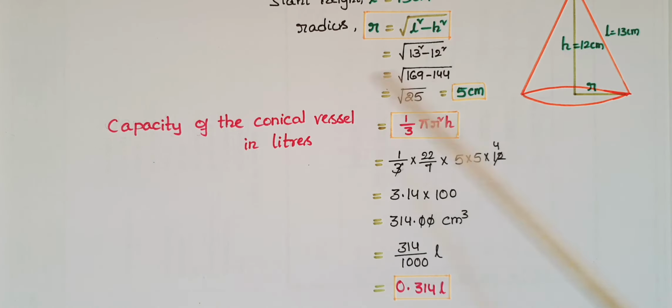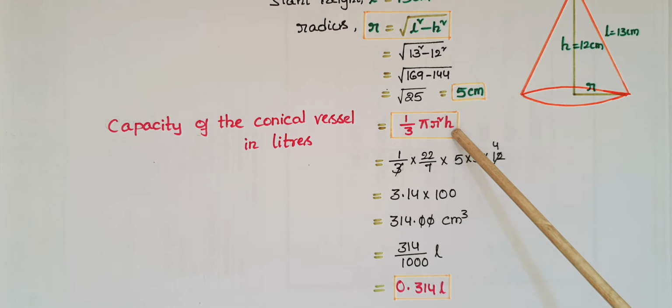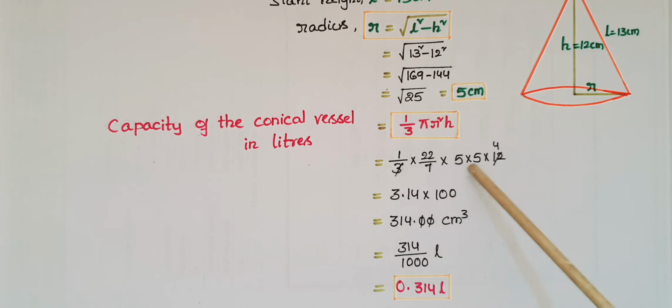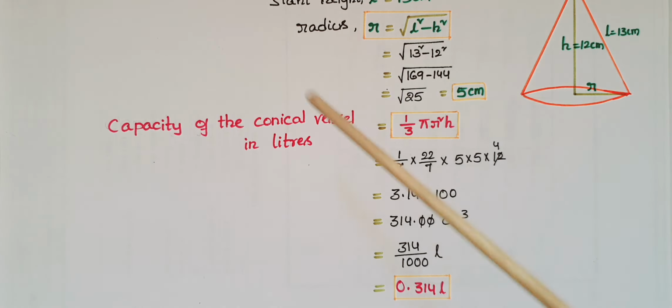Now again we have to find the capacity of the conical vessel in liters, that is equal to 1 by 3 pi r square h, that is equal to 1 by 3 into 22 by 7 into r value is 5. 5 into 5 into h value is 12 centimeters. So 3 ones are 3, 4s are 12, and 22 by 7 value is 3.14. You can directly write this value into 5 5s are 25, 25 into 4 is 100. That is equal to 3.14 into 100, which is equal to 314 centimeter cube. But here we have to calculate this value in liters. So 314 by 1000 liters, that is equal to 0.314 liters.